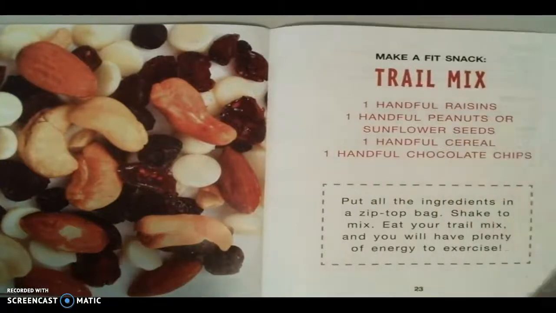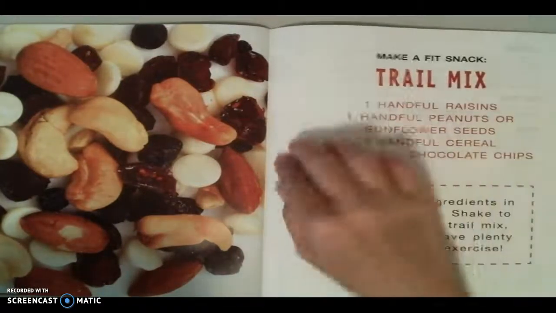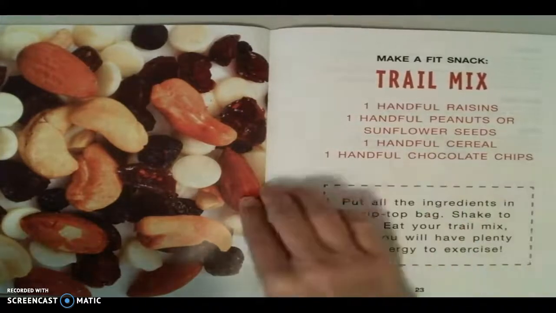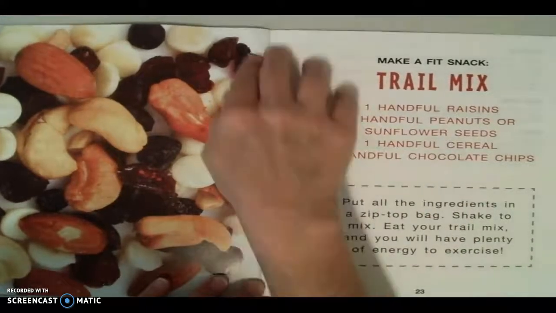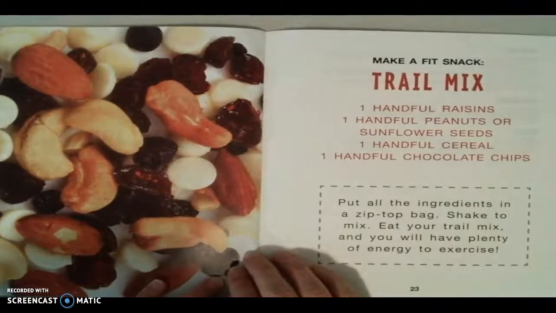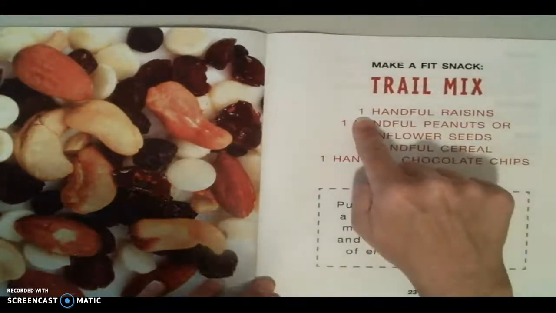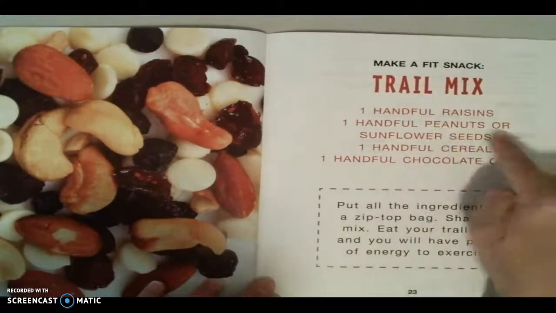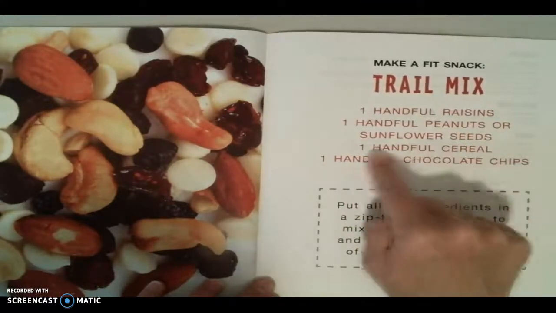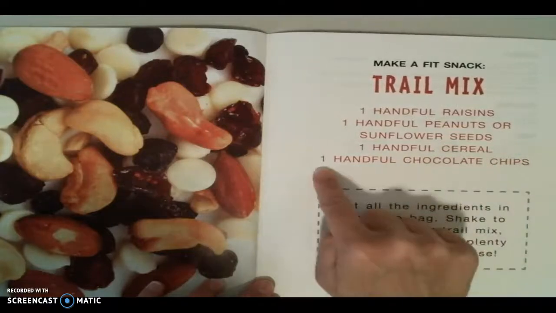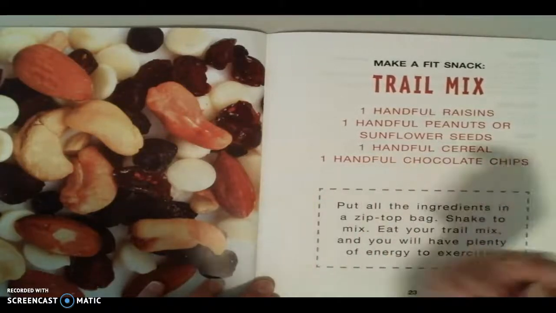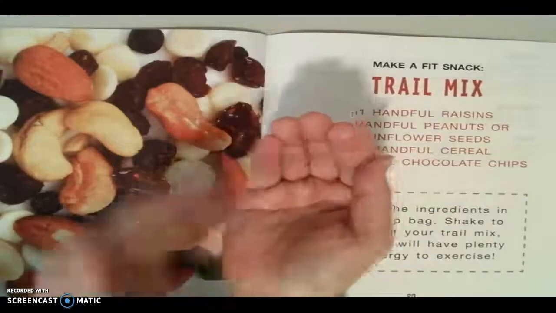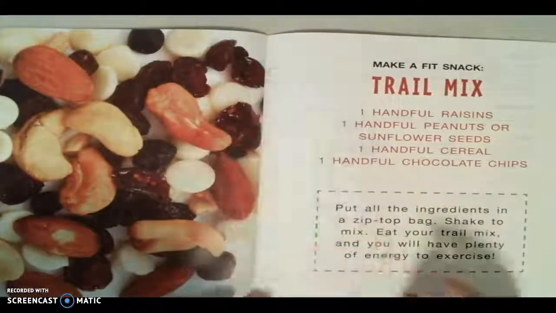Make a fit snack. Trail mix. Oh, looks like we have a recipe. You know about recipes. Oh, this is something you can ask your parents to make this with you. 1 handful raisins, 1 handful peanuts or sunflower seeds, 1 handful cereal, 1 handful chocolate chips. So a handful is however much you can fit in your hand. That's 2 handfuls. That's 1.